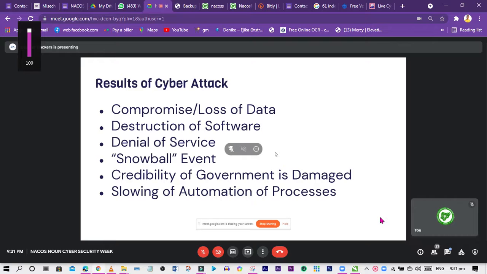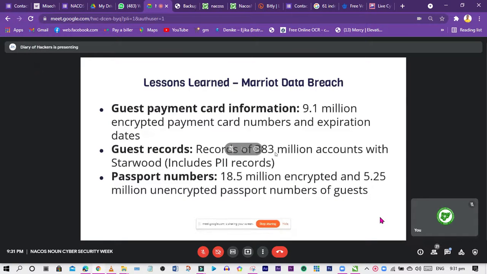Now, the lesson learned: I explained that credit card numbers in the Marriott data breach were used to purchase goods online without the users knowing that it actually came from this data breach. We have records of people showing their PII, which is personally identifiable information, such as their passwords and some other records like that. And then we have some encrypted and unencrypted passport numbers of guests. So just imagine the number of countries those criminals must have access to, right?